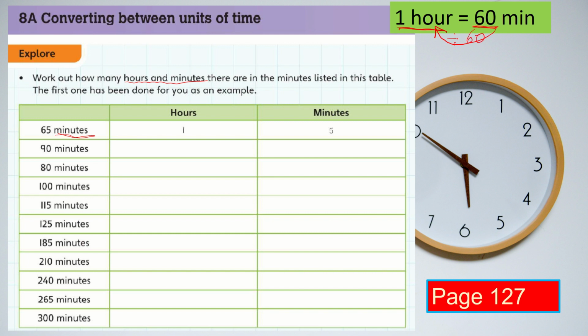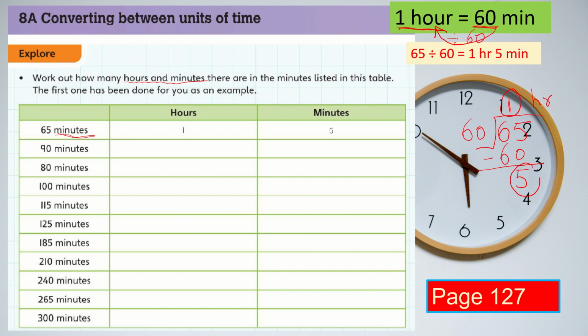All right. So in this case, 65 divided by 60, you will get 1 hour and 5 minutes. Now, how does it come? Let me explain how you will do it. The long division: 65 is divided by 60. So 65 will be written inside, 60 outside. 6 ones are 6. Subtract and you will get the remainder 5. Now the top number will be hours and the remainder will be minutes. So 1 hour and 5 minutes.